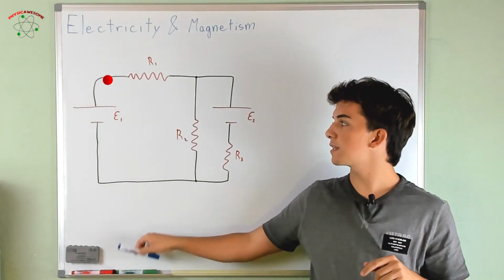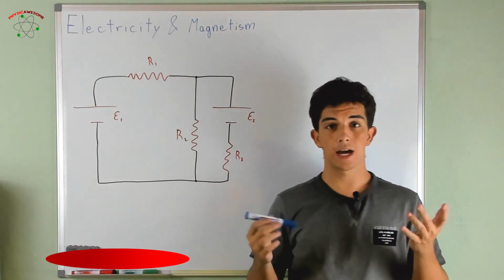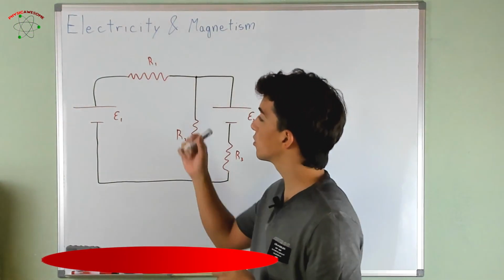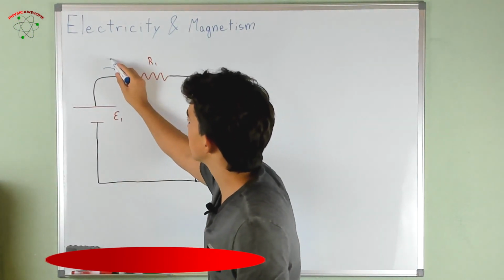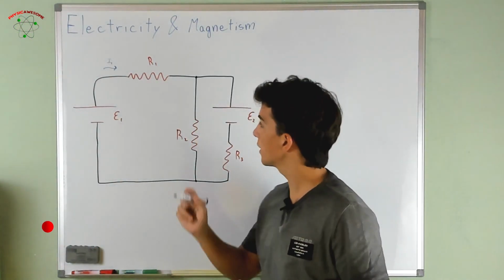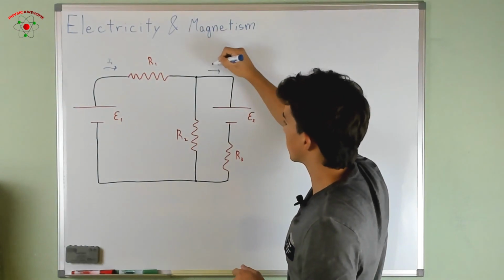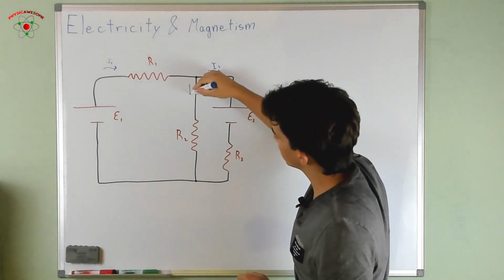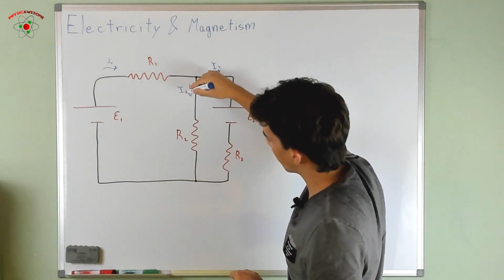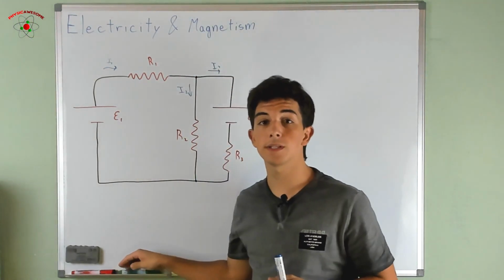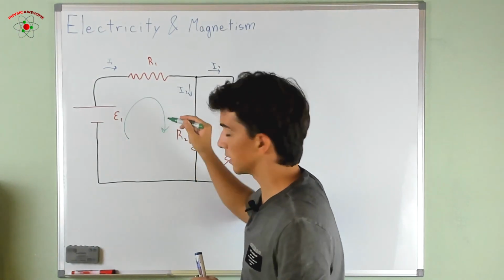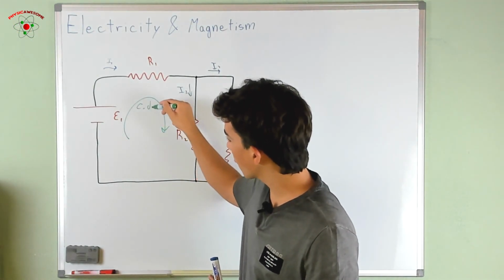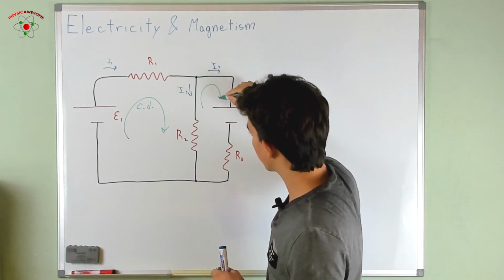Alright, now let's examine this multi-loop circuit. As we said in the last episode, we need to first establish the direction of current. We're going to establish this one to go in this direction, I1, this one to go in this direction, I3, and this over here, I2. Then we also need to establish the circulation directions for each of our loops. We're going to take this one and this one.